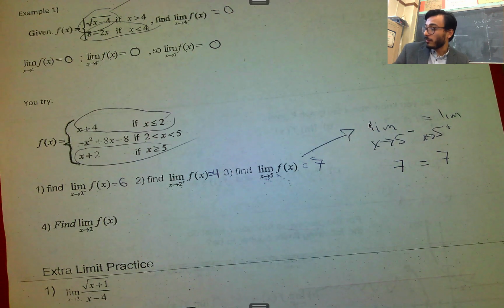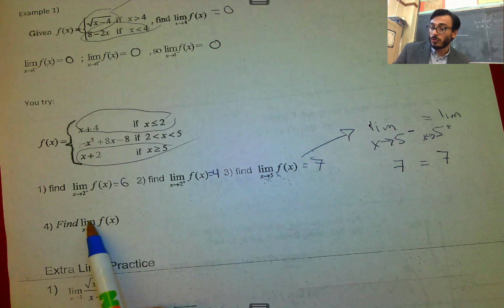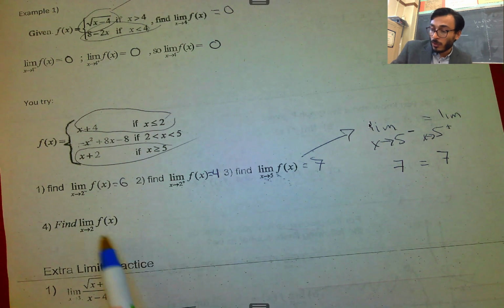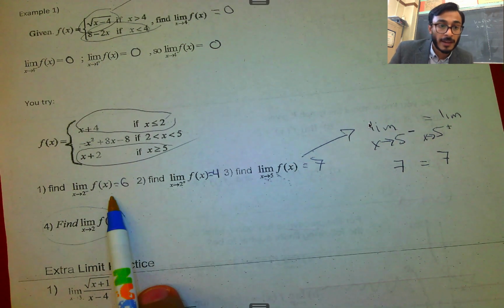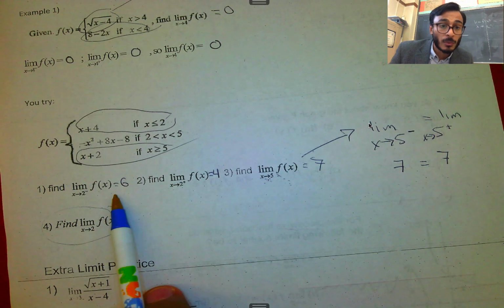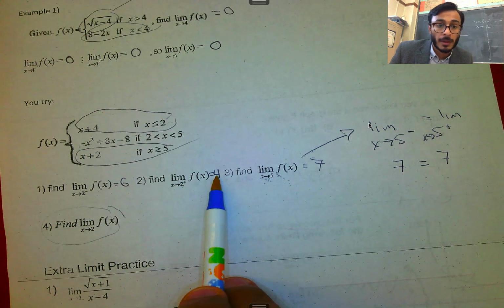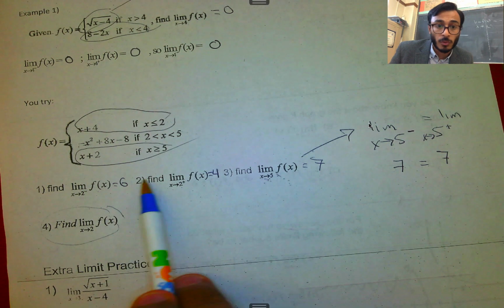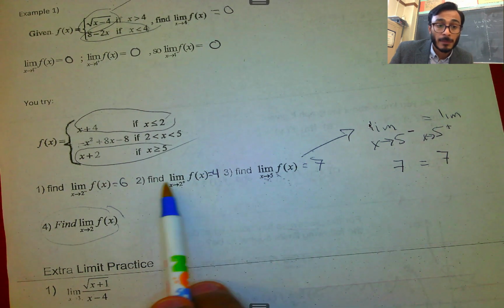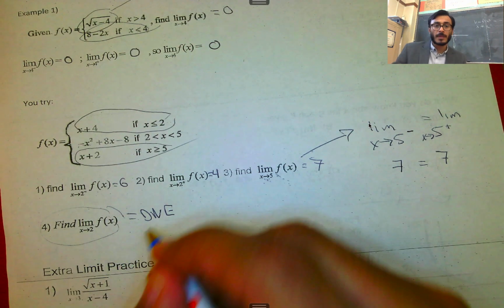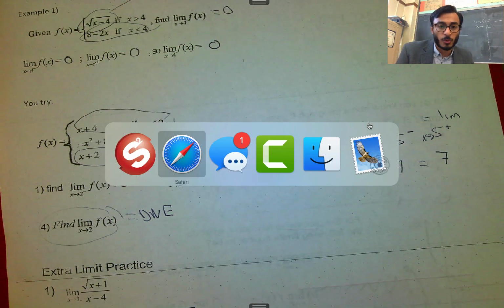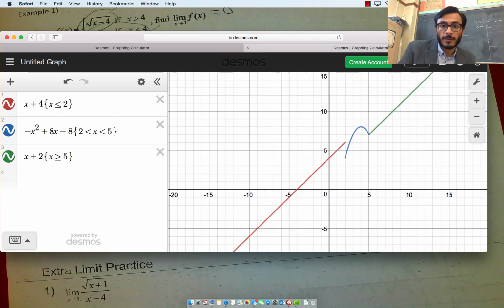And then the last one says find the limit as x approaches 2. So again, in order for you to find this limit, you got to do the left-hand side, which we already did, and the right-hand side, which we already did. And you're going to see right there that the two limits are not the same. So this limit does not exist. Let me just show you the graph to this real quick. That's not it. This is it.